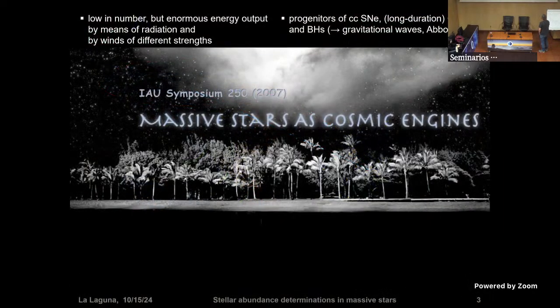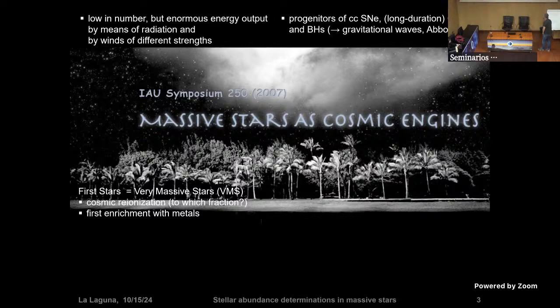Massive stars were called "cosmic engines" in a conference in 2007, and that is really the word which describes what massive stars are with respect to our universe. They are low in number, but they have an enormous energy output, around 1 million solar luminosities. And this energy output is not only by means of radiation, but also by winds of different strengths. As everybody should know, they are the progenitors of core-collapse supernovae, of long-duration gamma-ray bursts, and of black holes.